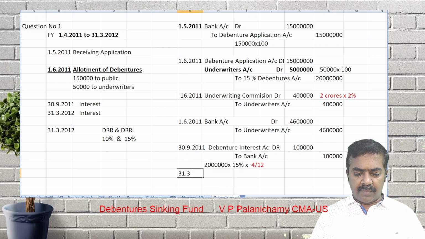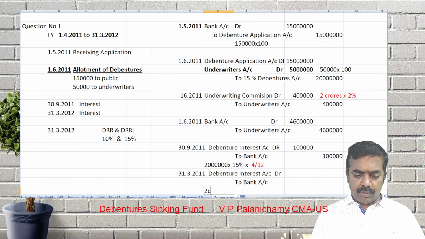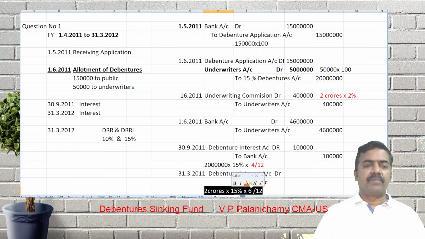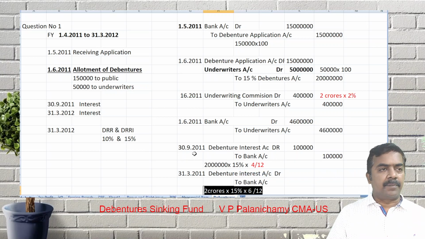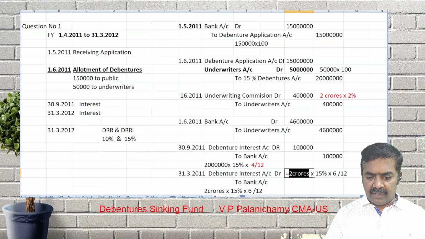Again on 31st March, debenture interest account debit to which account? Once in 6 months we are paying interest, to bank account. How much will it be? It will not be 10 lakhs. It will be 2 crores into 15% for the next 6 months. From 30th September we have paid, next 31st March, how many months? 6 months. So it will come to how much? 15 lakhs.